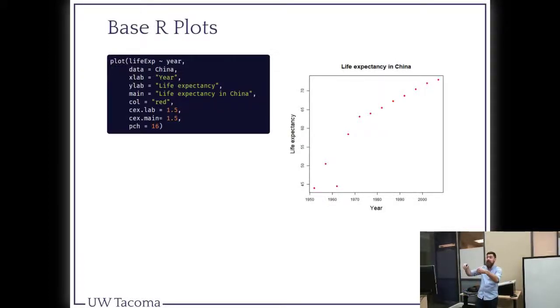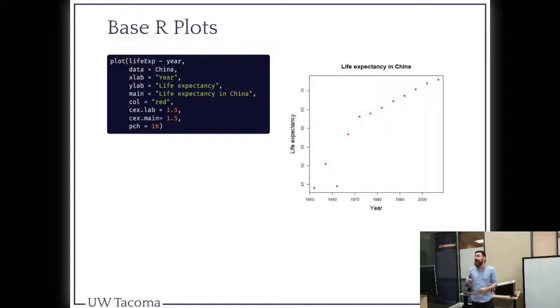So if you just say plot in R, it will run one of many different plot functions that sit in R. By default, if you give it a formula like this with 2 variables where you say y equals something and x equals something, it runs a scatter plot. So this syntax here says, I want to plot life expectancy by year. It's a formula, so the left-hand side of the formula is the y-axis, the right-hand side is the x-axis. This says I want life expectancy on the y-axis, year on the x-axis.